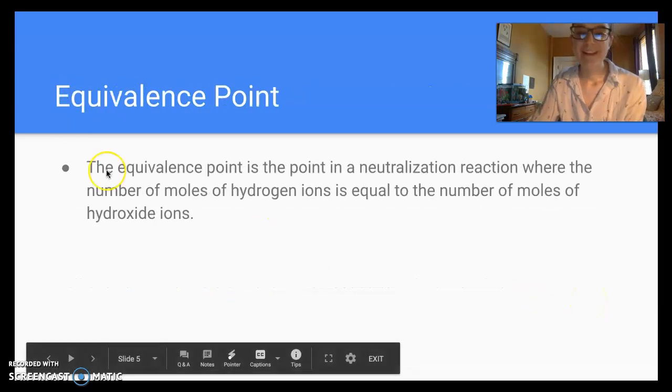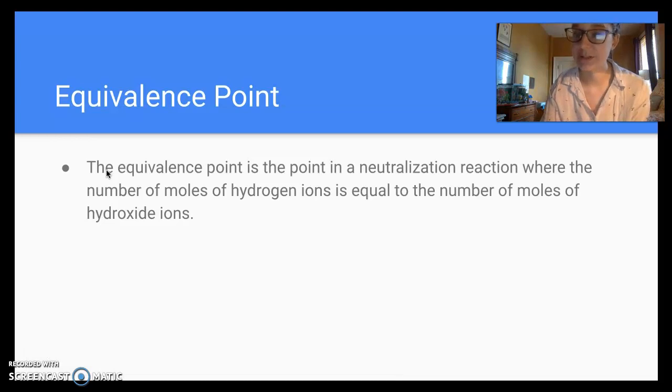The equivalence point is a point in the neutralization reaction where the neutralization reaction is essentially complete. Or in other words, there are equal numbers of moles of hydrogen ions and hydroxide ions.